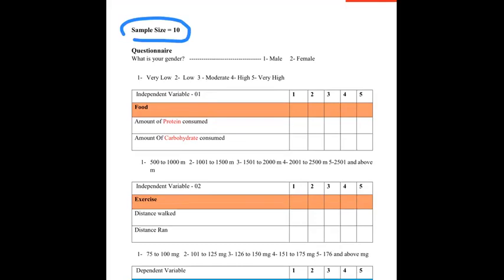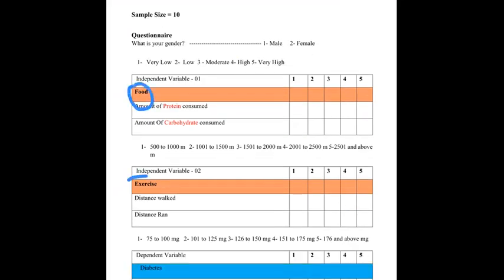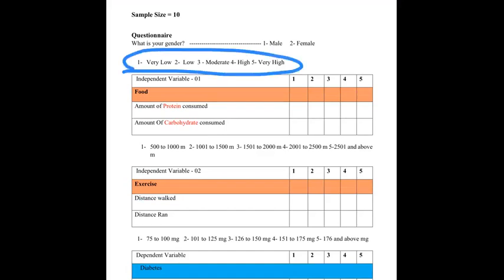So 10 people. Now the questionnaire starts with gender, I'm asking the gender from them. So I'll ask what is the gender first, and after that I'll be collecting data to measure food, exercise, and diabetes. To measure food, I have two questions, as I said before, which are the protein consumption and the carbohydrate consumption, and I have given the answers for all those questions. They'll pick one of those answers. And I have given the other questions here, which are the distance walked and the distance ran, to measure exercise, where I have given the answers here as well.